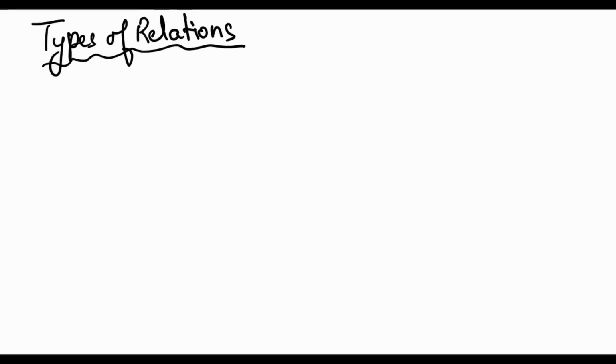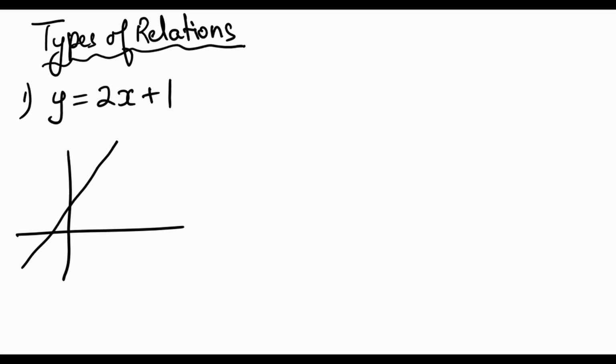Next comes the types of relations. There are four types of relations. First example would be, let's say, a relation which says y is equal to some function, 2x plus 1 maybe. This is a linear function. If you know how to draw this, it will be a linear function going like this, right? This is y equal to 2x plus 1.